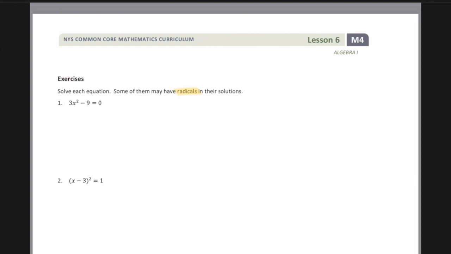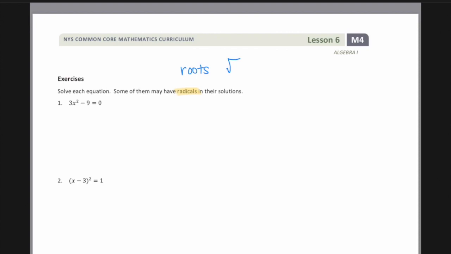Lesson 6, we're going to get some more practice with solving quadratic equations. In class, we're going to do some modeling, so I want to take this opportunity to practice some more. Some of these answers might have radicals in their solutions. Remember that radical is another word for roots.